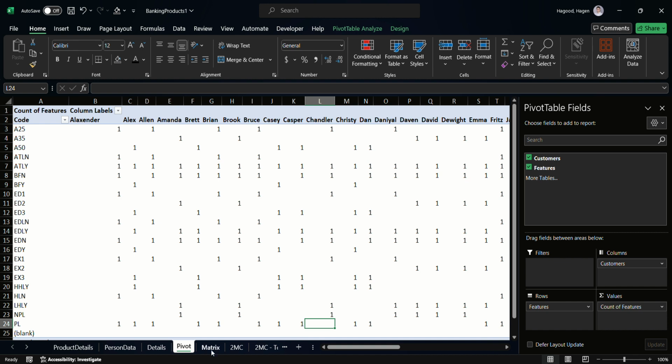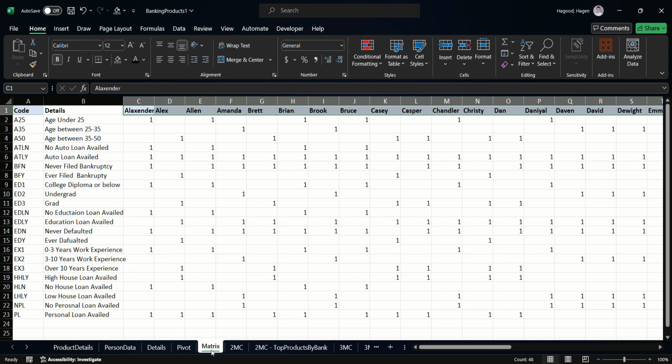When I created this pivot table, I copied and pasted it into a new spreadsheet along with some of the data we were already given to create a matrix. As you can see here, this matrix I copied into other sheets which I was going to use in my clustering.